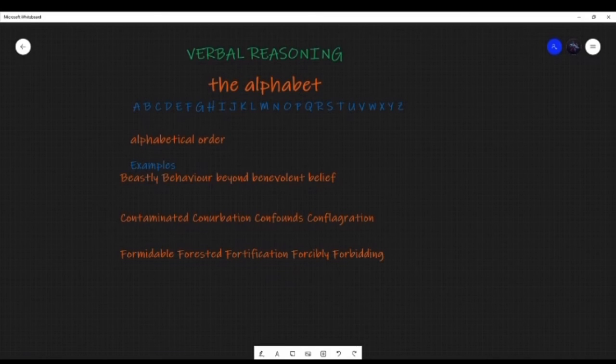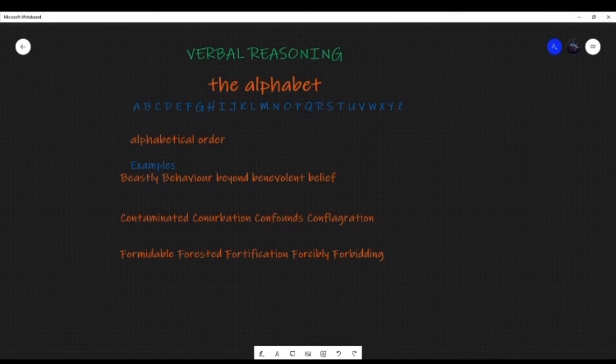Right, formidable, forested, fortification, forcibly, and forbidding. Same principles apply. We find out which letter they all have different, and from what I can see, I believe it is the fourth one, because formidable has M, forested has E, fortification has T, forcibly has C, and forbidding has B.